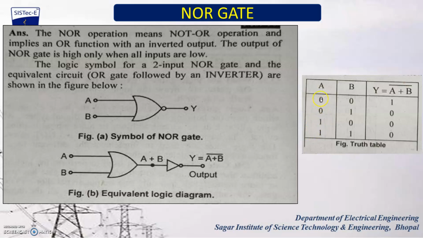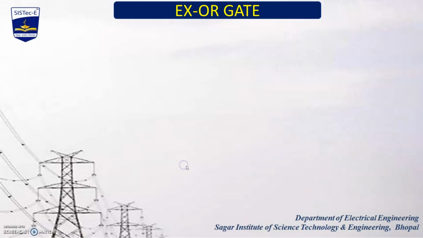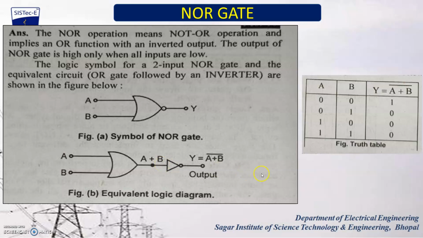In the first case, when both inputs are low, means A is 0 and B is 0, the output of NOR gate, which is the inversion of OR gate operation, will be high, means the output will be 1. Input A and B are 0, then the output of OR will be 0 plus 0 is equal to 0, and the inversion of 0 will be 1. So in the first case the output will be 1.